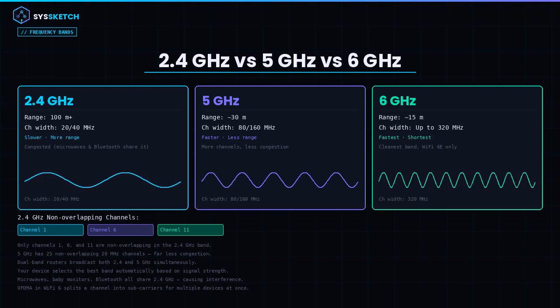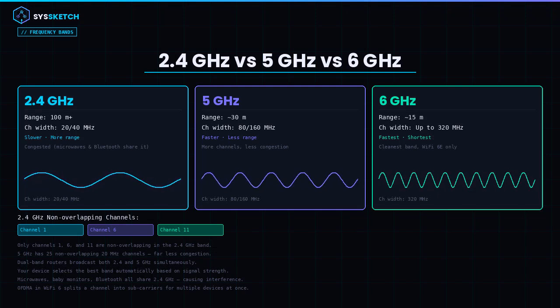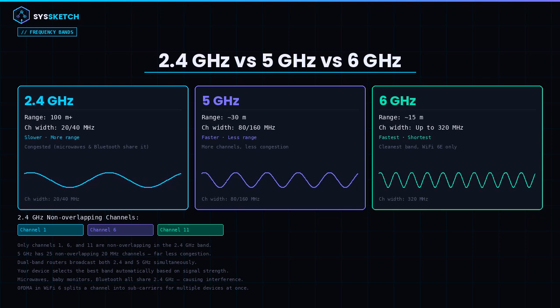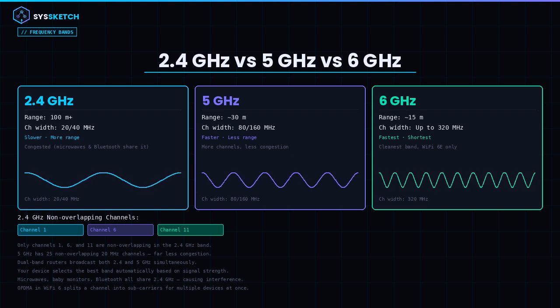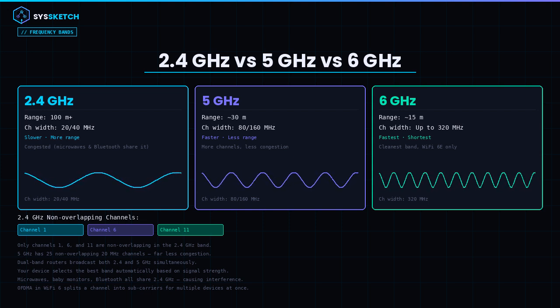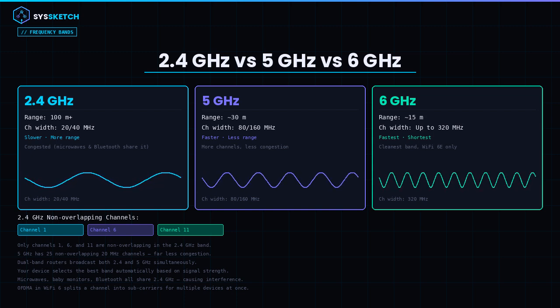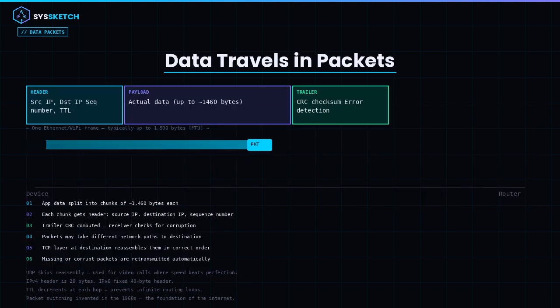Modern routers, called dual band routers, broadcast on both frequencies simultaneously, and your device chooses the best one based on your distance from the router and signal conditions. Wi-Fi 6, the latest mainstream standard, also introduces support for 6 GHz, giving even more bandwidth and less congestion. But let us not get ahead of ourselves.